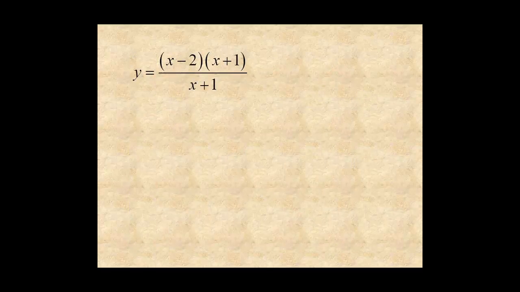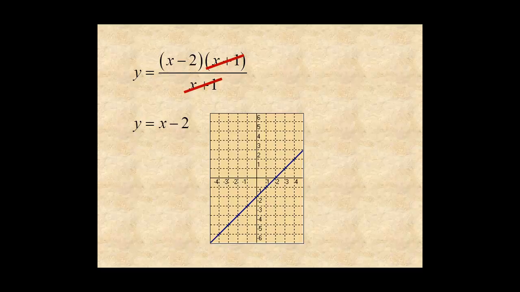To see why this is a hole, notice when x doesn't equal negative 1, the factors of x plus 1 cancel out, and the function is y equals x minus 2, a line that looks like this. So the rational function is the same as the line, except at x equal negative 1 where it's not defined. In order to show where the function is not defined, you draw a hole or an open dot on the graph of the line at that point.